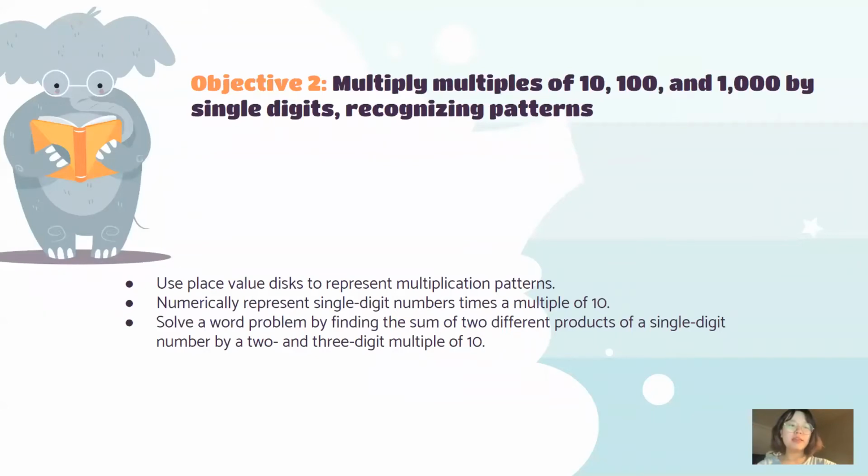Okay, and with our second objective, multiply multiples of 10, 100, and 1,000 by single digits recognizing patterns. So we're going to use place value disks to represent multiplication patterns and numerically represent single digit numbers times a multiple of 10 and solve a word problem by finding the sum of 2 different products of a single digit number by a 2 and 3 digit multiple of 10.